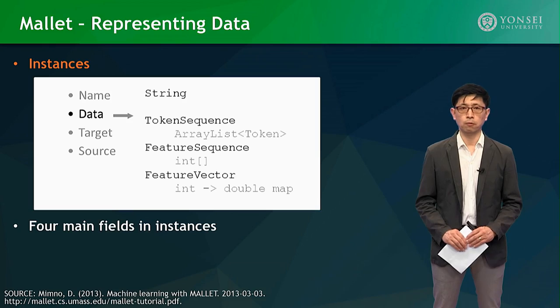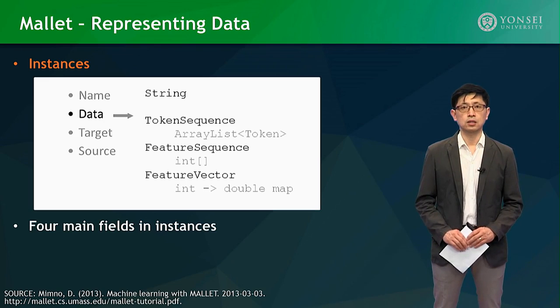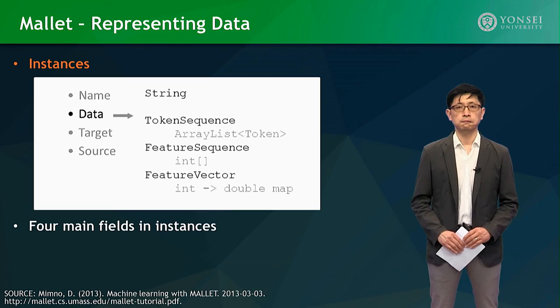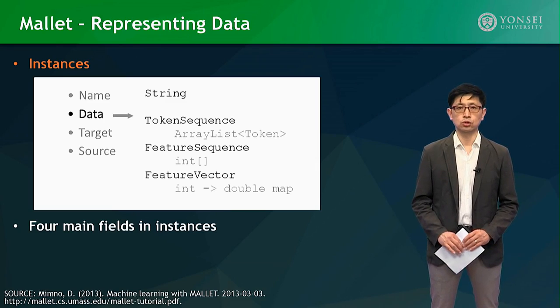Once the transformation of input text is finished, the transformed data is stored in a Mallet object called instance. A Mallet instance is composed of the following 4 fields. The first one is name. This field acts as the name of the instance and is used for the identification of instances.